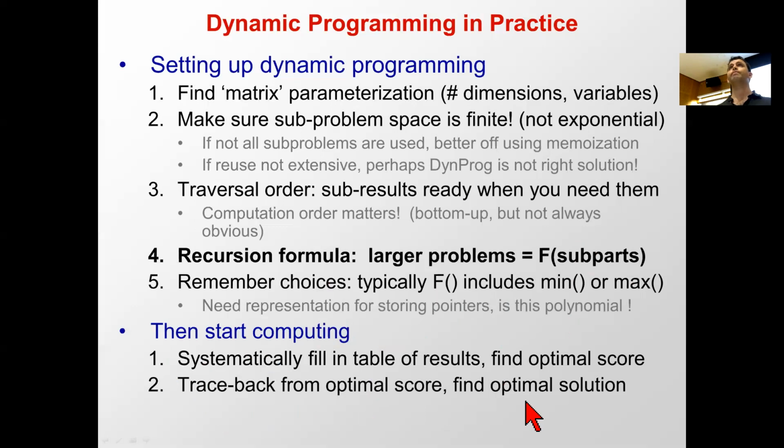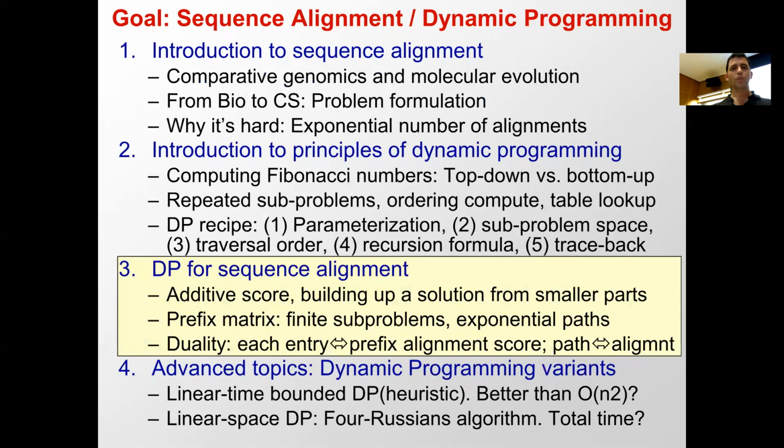Who's with me so far? Great. All right, so we've talked about sequence alignment. We've talked about the principles of dynamic programming. And specifically, we saw a very simple example, that's not even an optimization problem, of computing Fibonacci numbers, top down or bottom up.